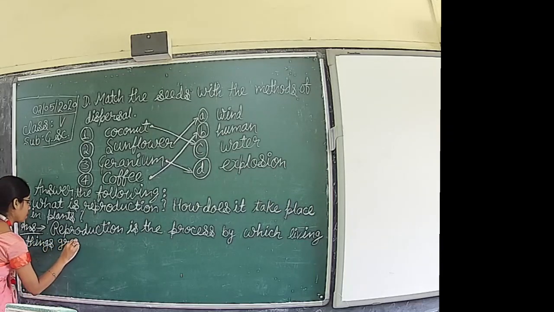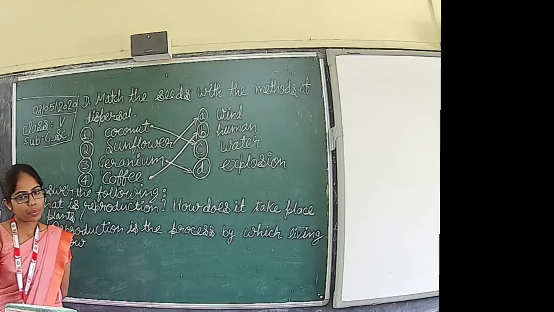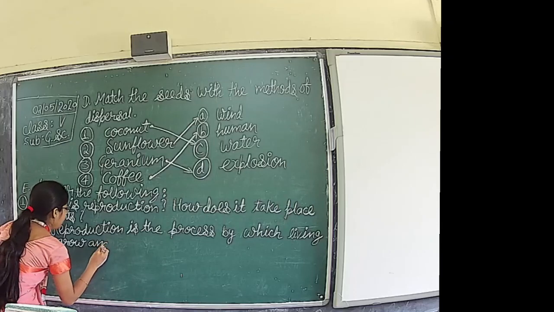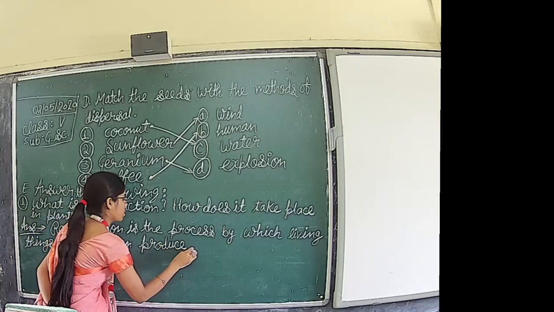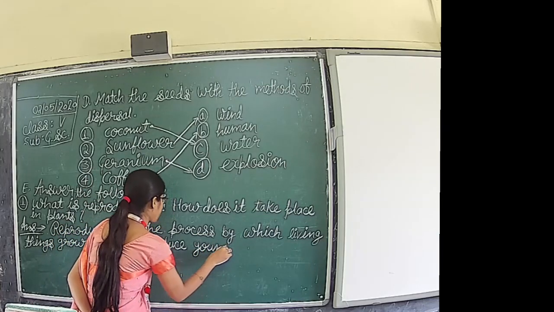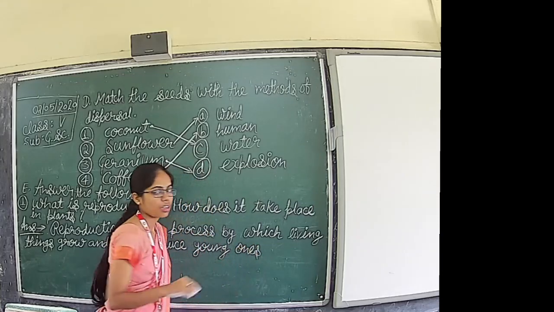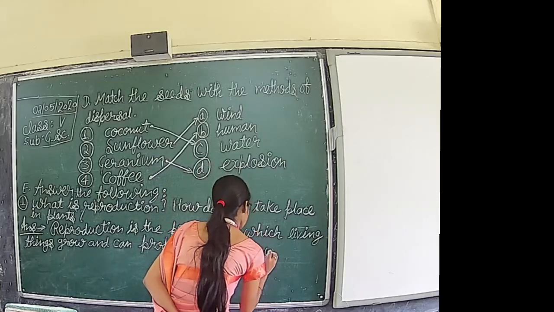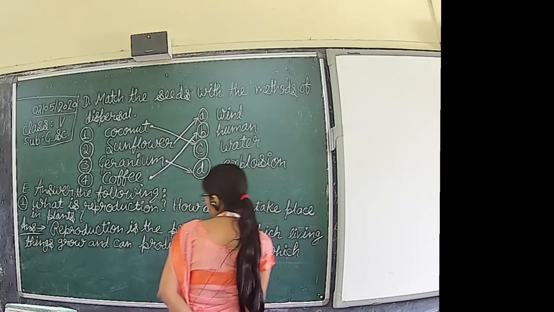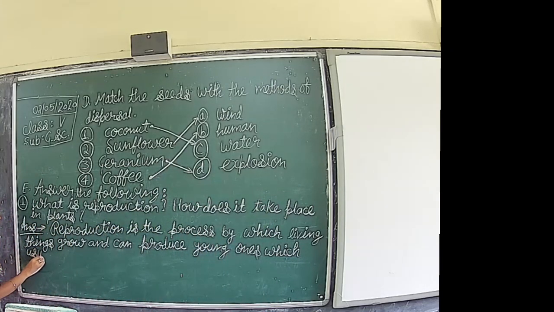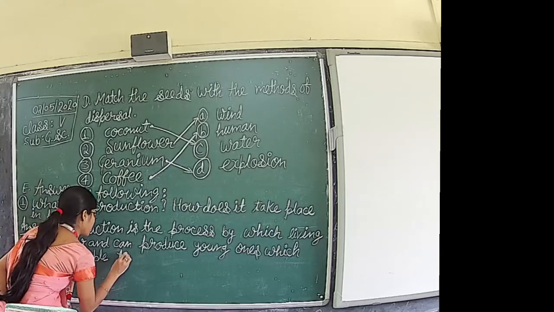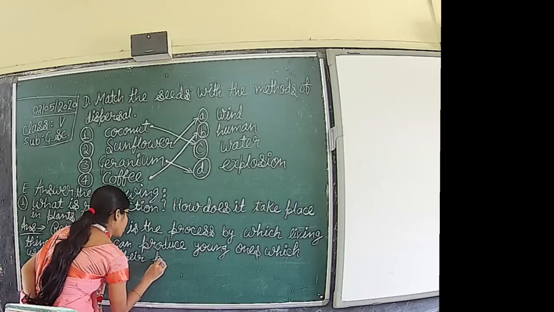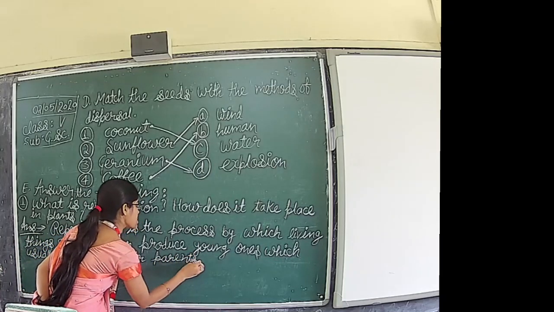grow and can produce young ones which usually resemble, meaning look like or have the behavior like, their parents. This is the answer for the first question given in this.